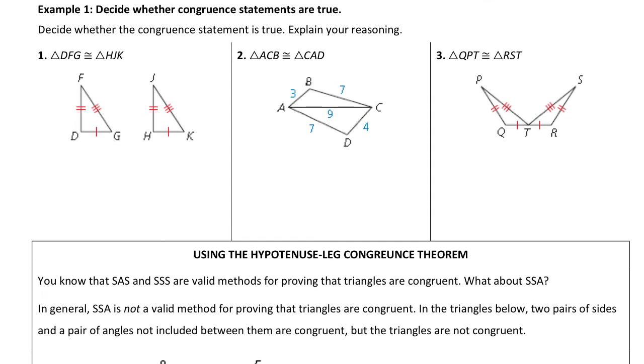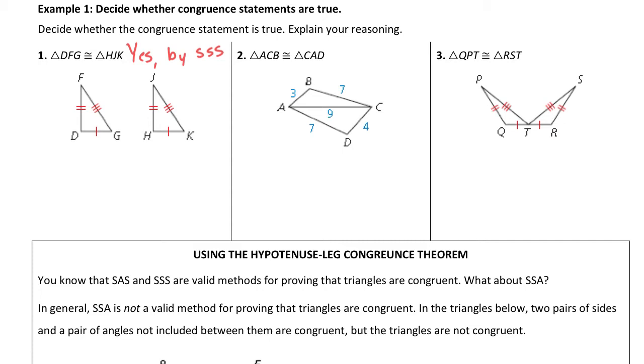So, for example 1, it's asking, decide whether the congruent statement is true, and it asks us to explain our reasoning. For example 1, part 1, when we look at DFG being congruent to HJK, can we say that those 2 triangles are congruent? Yes. We can say that those are congruent by SSS. And my explanation is going to go in this blank at the bottom.